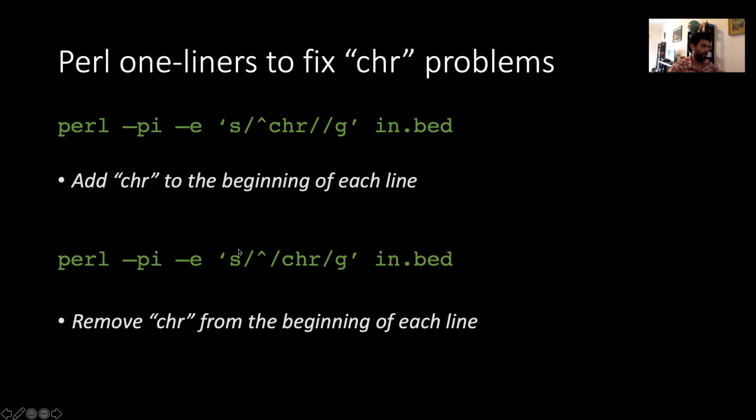And so here, what this is saying is, oh wait a minute, no, sorry. Yeah, this is removing chr at the beginning of the line. I'll fix this, sorry. This one is adding chr to the beginning of the line. I flipped it. So what this is saying is match the beginning of the line, chr, and then replace it with nothing. And the g just means do this for every instance you see of that.